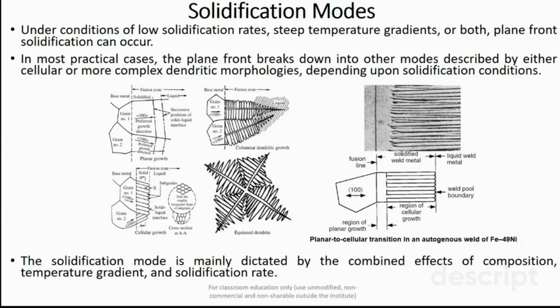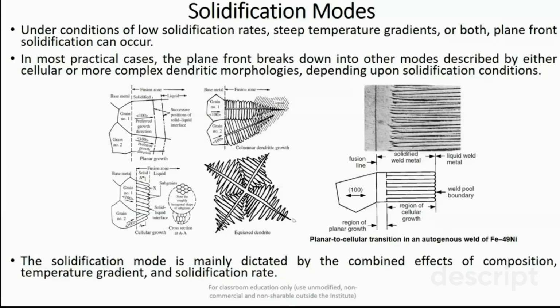In such a case they observed that initially they had planar solidification. This is the particular region where they observed the planar solidification, but further it breaks down because there is a change in the temperature gradient and also a change in the solidification rate. That results in the cellular type of solidification region. So there is a shift from planar to cellular transition in the autogenous welding of this 49 nickel alloy material.